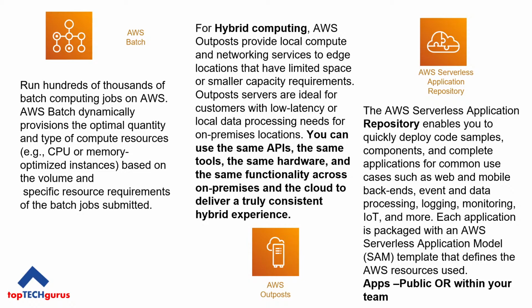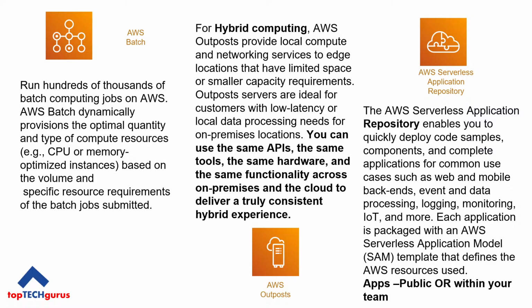AWS Batch is a service that automatically identifies what type of resources it needs, whether it needs more compute resources or more memory resources. It will provision the right type of EC2 instance it needs and help you run those batch jobs. You just have to connect to the service, specify what type of batch jobs are needed and what the code for that is, and then submit those jobs, and AWS Batch will provision the right type of resources for that.